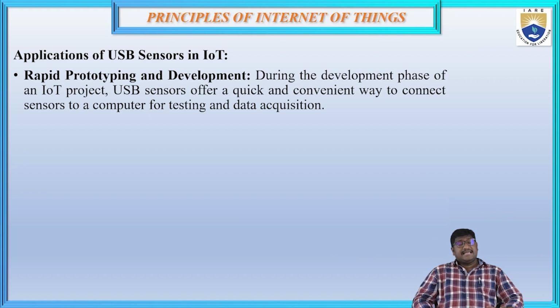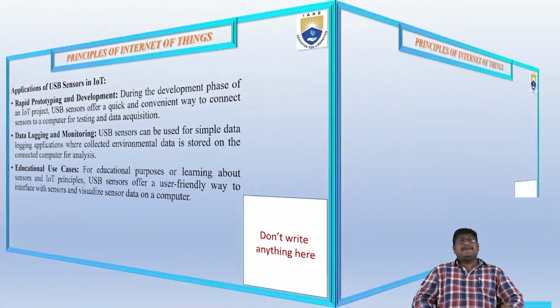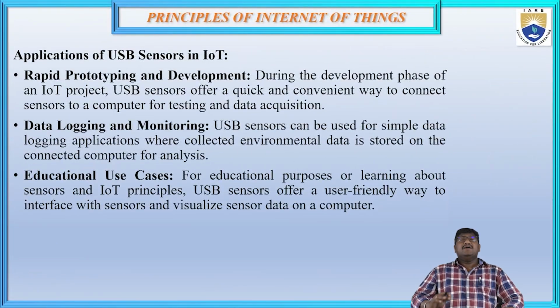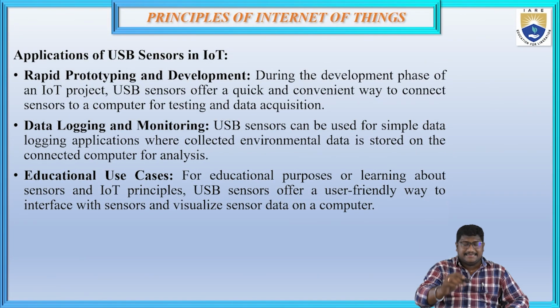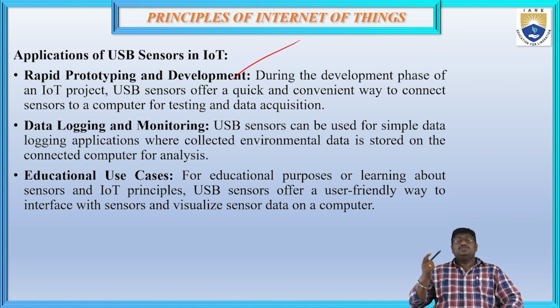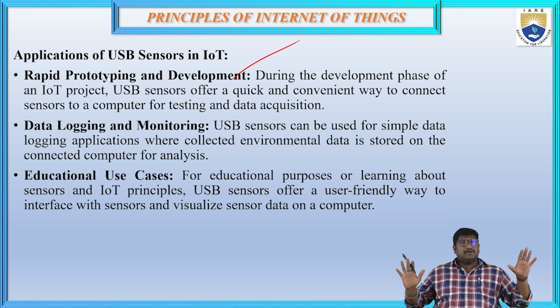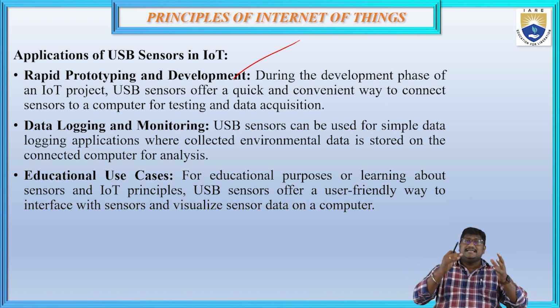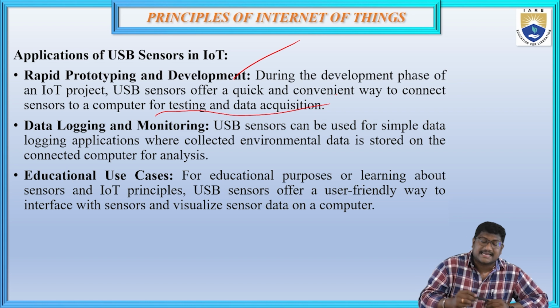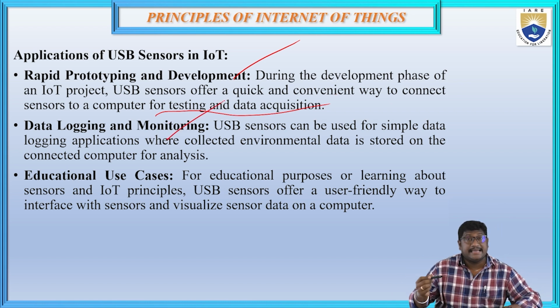What are the different kinds of applications which use USB sensors in IoT systems? The first one is rapid prototyping and development. During the development phase of any IoT project, we can utilize these USB sensors to offer a quick and convenient way to connect to sensors established on the computer for testing and data acquisition purposes.